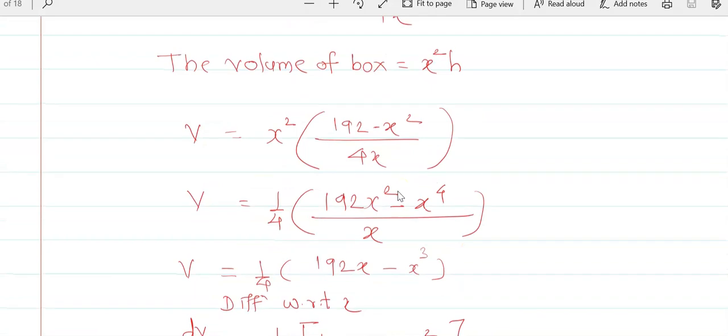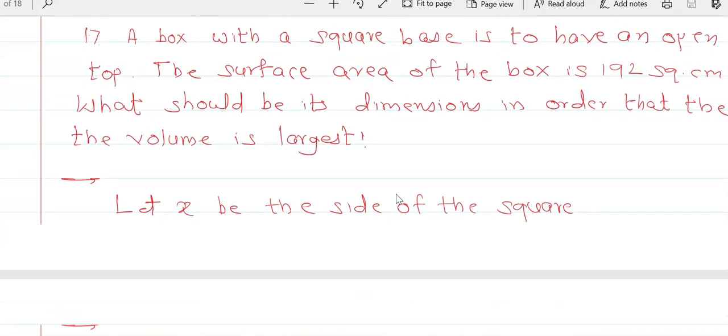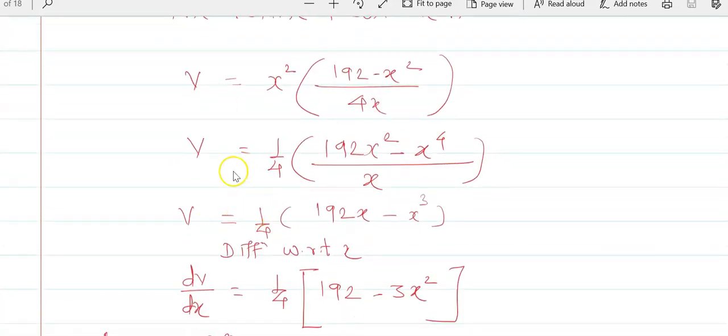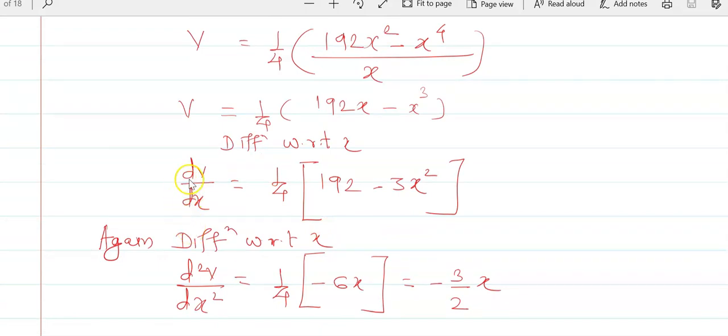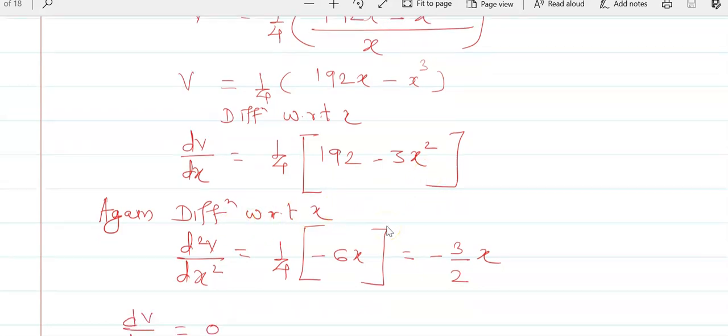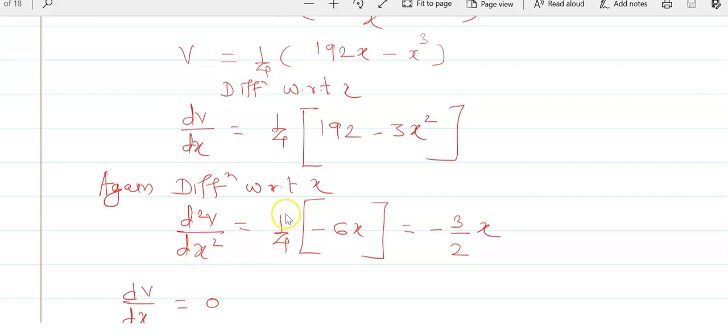Now what is given in our problem? We want to find what should be its dimensions in order that the volume is the largest. Therefore, we take V equals 1 by 4 into (192 x minus x cube). Now dV upon dx, the differentiation with respect to x, is 1 by 4 into (192 minus 3x square). Again differentiating with respect to x, d2V upon dx square is equal to 1 by 4 into (0 minus 6x), which is minus 3 by 2 x.